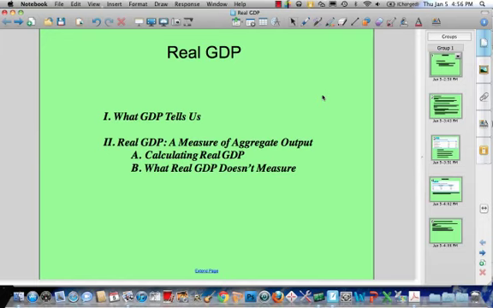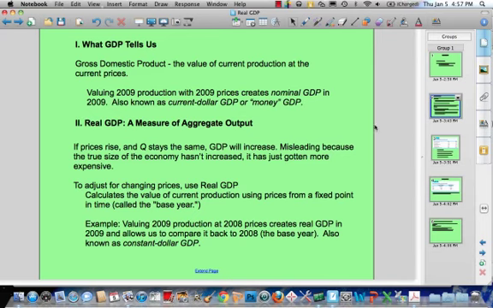Hi everybody, tonight we're going to talk about calculation of real GDP and what it means. There are two sections tonight. Section one is what GDP tells us. The second is, within the context of real GDP, we're going to talk about how to calculate it, and we're going to talk about what real GDP doesn't measure in terms of overall economic performance. All right, let's get right into it.